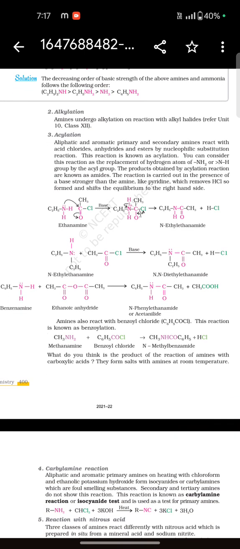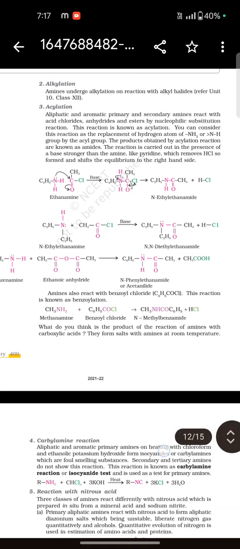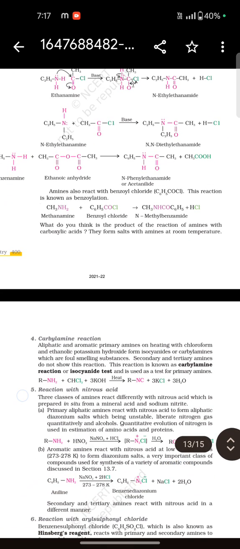Amines also react with benzyl chloride. This reaction is known as benzylation. Methanamine plus benzyl chloride gives out N-methyl benzenamine. What do you think is the product of the reaction of amines with carboxylic acid? They form salts with amines at room temperature.